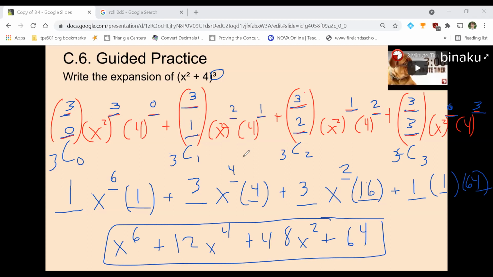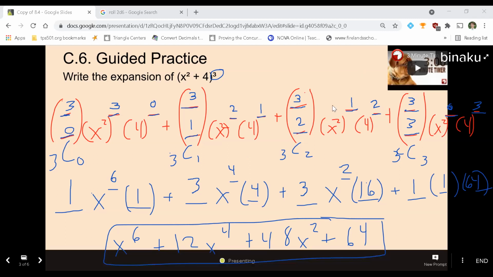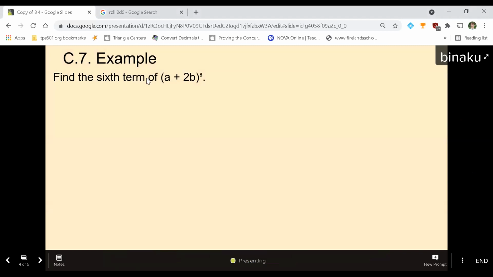Good. All right. Are you happy? I think we could be done at this point. I have more problems, but I don't know if we have to do them. There's smaller versions of this. Like for the next one, to find the 6th term of this sequence, a plus 2b to the 8th. You don't have to be scared. It's just a math problem.